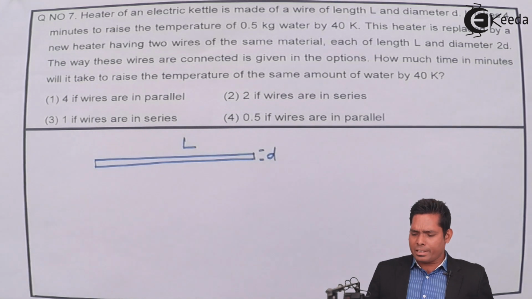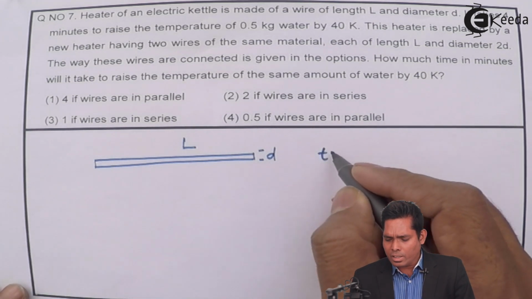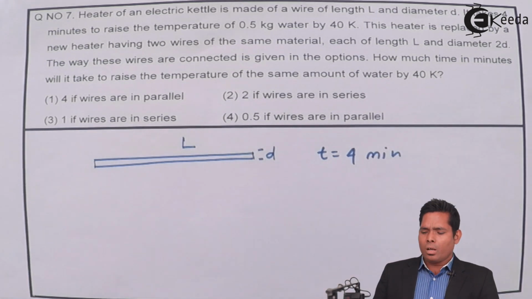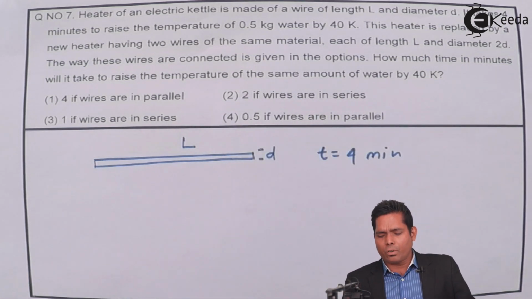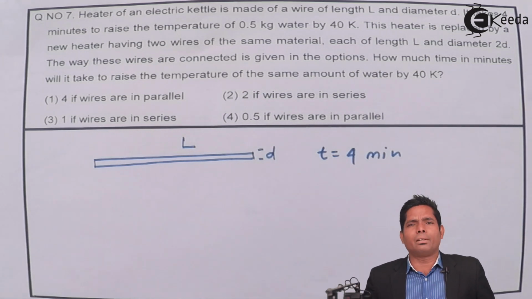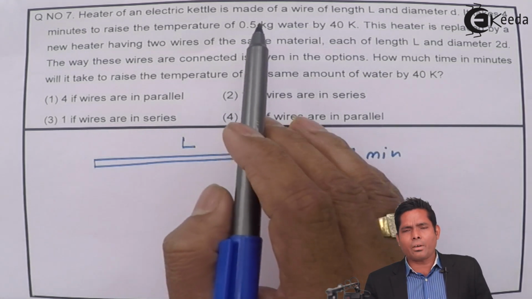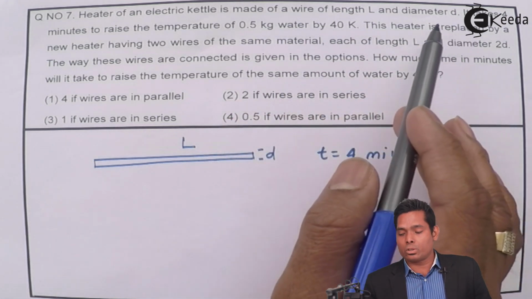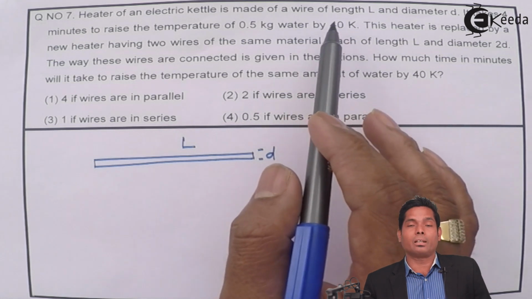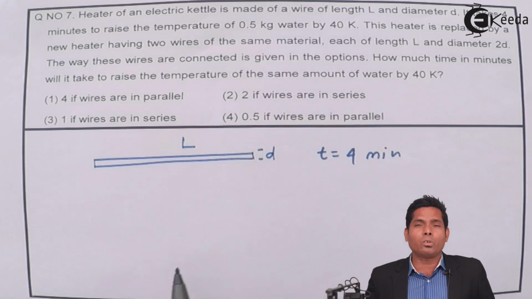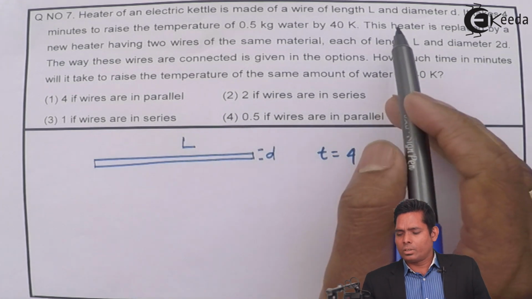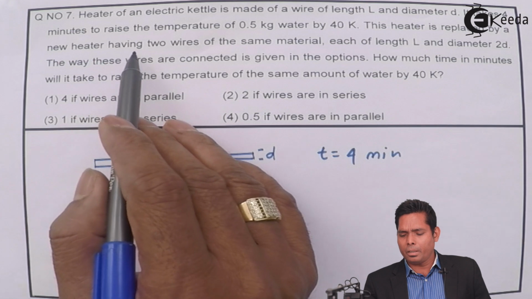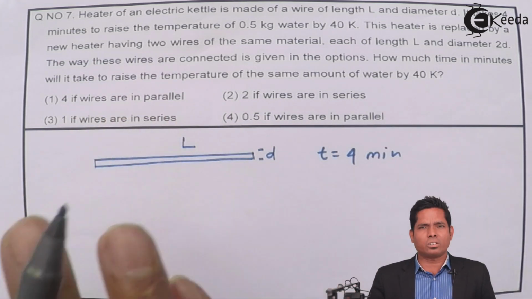It takes time t equal to 4 minutes to raise the temperature of 0.5 kg, half kg of water, by 40 Kelvin. So it takes 4 minutes to raise the temperature by 40 Kelvin. And what is the amount of water? Half kg. This heater is replaced by a new heater. So this is the first situation.